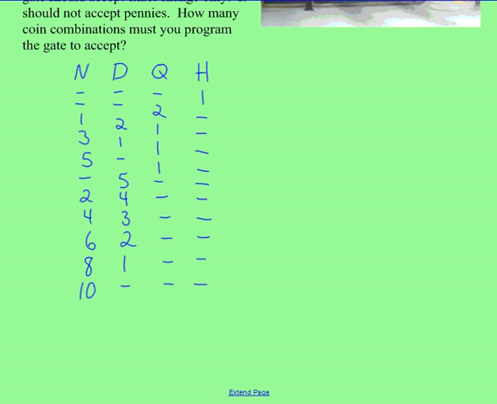Now let's think for a minute about any other possible options of 50 cents. By taking a minute to think through this, I think we've covered all possible coin combinations. So now we can count up the number of combinations, and we have 1, 2, 3, 4, 5, 6, 7, 8, 9, 10, 11 different ways to program the coin collector at the parking gate.